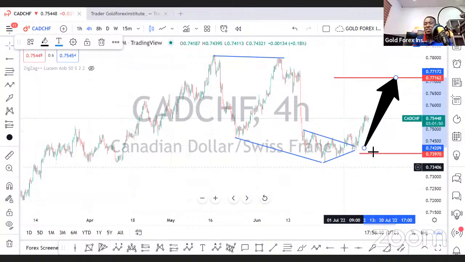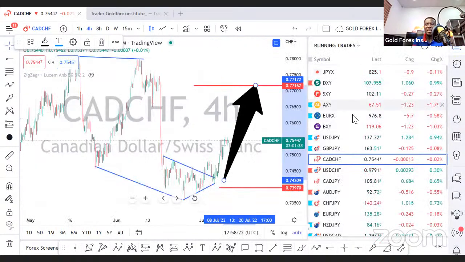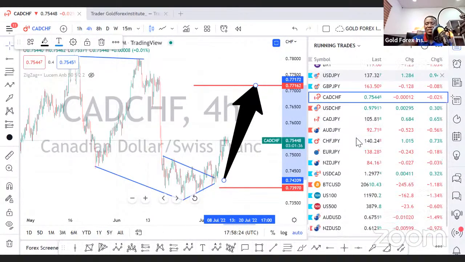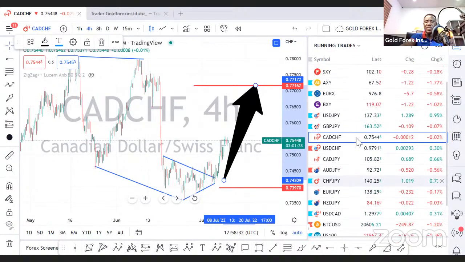Now, CAD CHF, we had the trade so late. We had it around here and it's still going. I'm still expecting it to hit this level. CAD should give us some strength. I think I saw the CAD index. I analyzed the CAD index the other time.